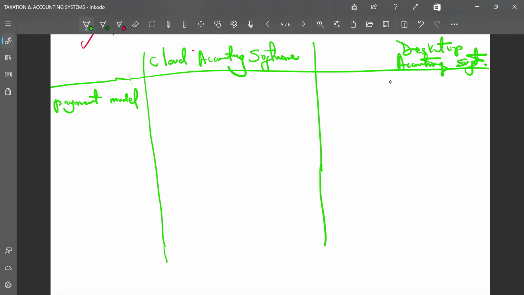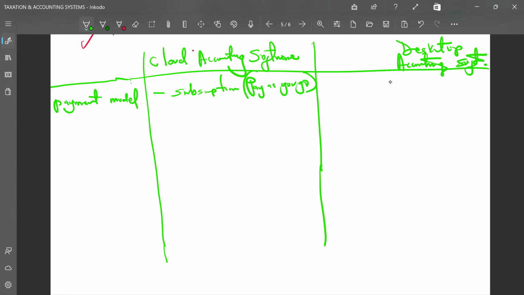What do I mean by payment model? If you want to engage or maybe get to use a cloud accounting software, what do you need in terms of payment? How will you pay for it? In simple terms, how will you pay for it? Yes, you need that accounting system which is cloud-based. How will you pay for it? It is pay as you go. You subscribe. It depends on subscription. Pay as you go.